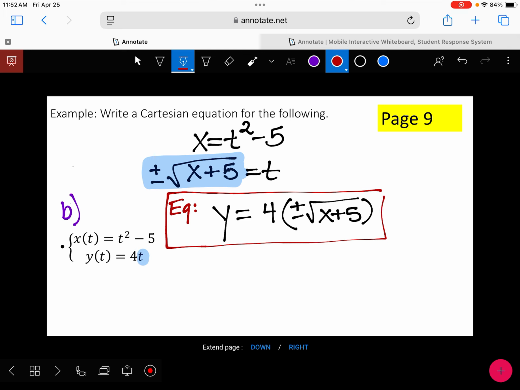Now, did my domain remain all real numbers? Nope, because now we have a square root. So when you're finding your domain, you only focus on what's under the square root, not the 4. It's what's under the square root. You set that greater than or equal to 0.